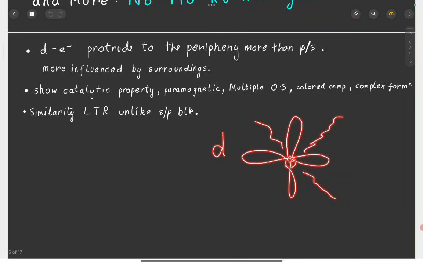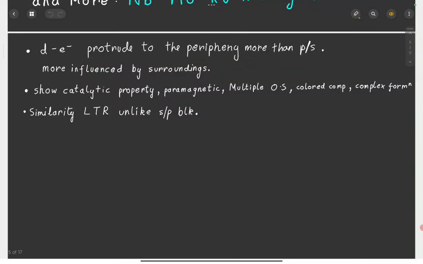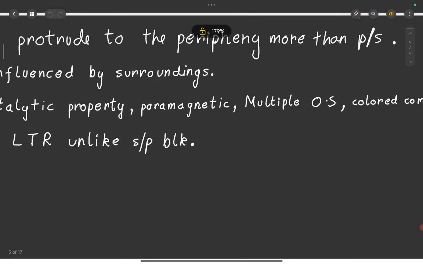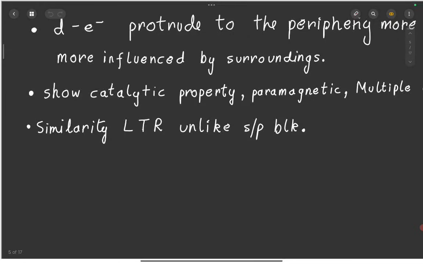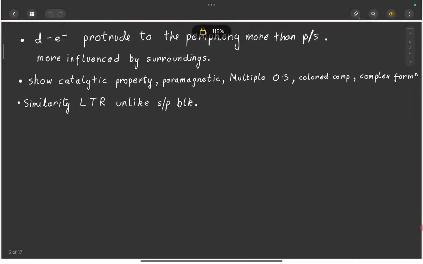Like you can see, this has no protection here, and it spends its time away from the nucleus, so it protrudes to the periphery. Like basically, it spends more time near the boundary of the atom, and it protrudes to the periphery more than p or s electrons, and hence, as a consequence, it is more influenced by its surroundings.